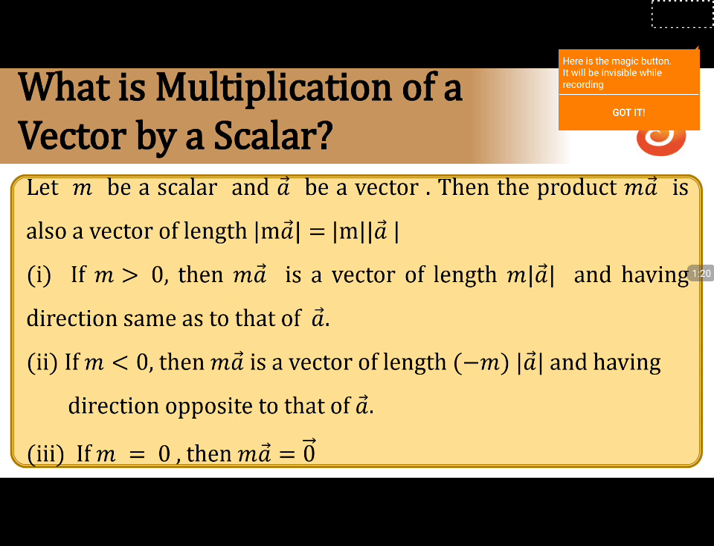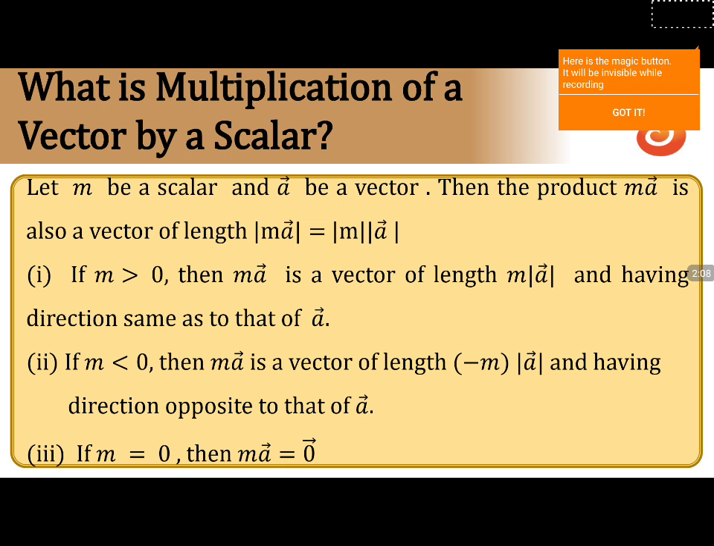Now, in this case, we are going to get three cases. One is m greater than 0, the second is m less than 0, and the third is m equal to 0. In the very first case, if m is greater than 0, say m is positive, then m a vector is a vector of length m into magnitude of a, where m is a scalar while magnitude of a is also a physical quantity. And when you see the direction, m a vector will have the same direction as that of vector a. In which direction a is moving, in the same direction m a vector is also moving.